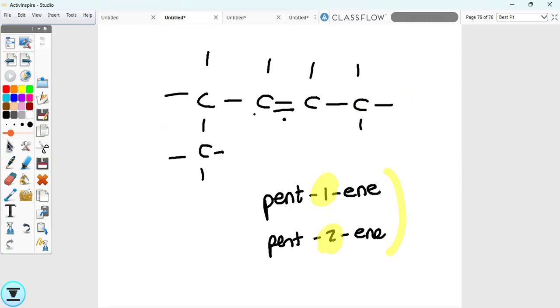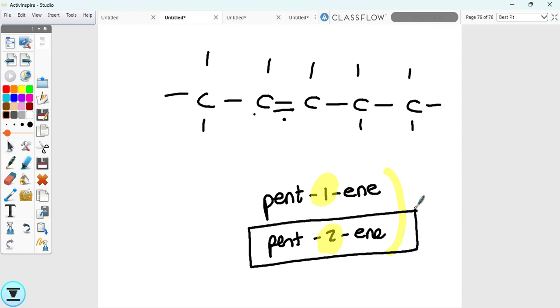Tell me the name for this. Oh wait, let me just leave it like it was. And tell me the name. The names actually help you a lot. So what would the name be? Oh, we've got it already. So that's pent-2-ene. Okay. Now, if I move this carbon and I put it here, what would the name now be? It's still pentene. Nice. So is it even an isomer? It's the same molecule. It's just looking at it again from the other side.